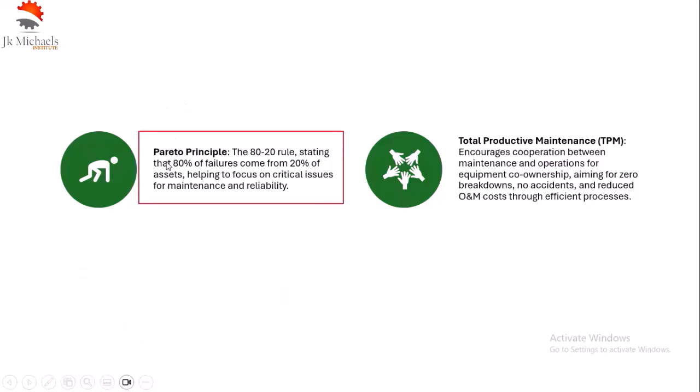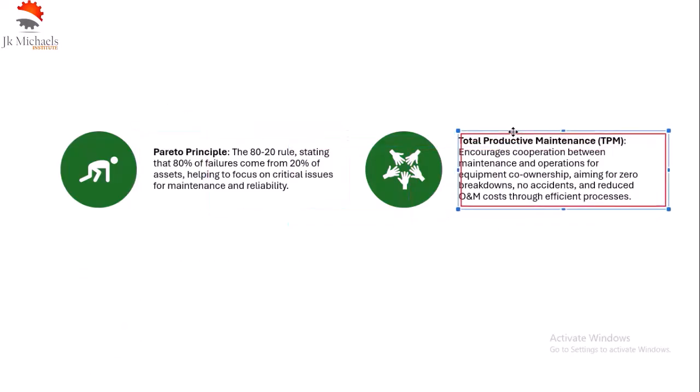And then we have, of course, total productive maintenance. Now, total productive maintenance is yet another very interesting topic around maintenance and reliability, right? Total productive maintenance encourages cooperation between maintenance and operation, right? Now, the general idea of operations is that someone is employed to run the machine. And the general idea of maintenance is someone is employed to look after the machines after the operators are done with running the machine. So it's a difference in role that can affect the lifespan of any machine.